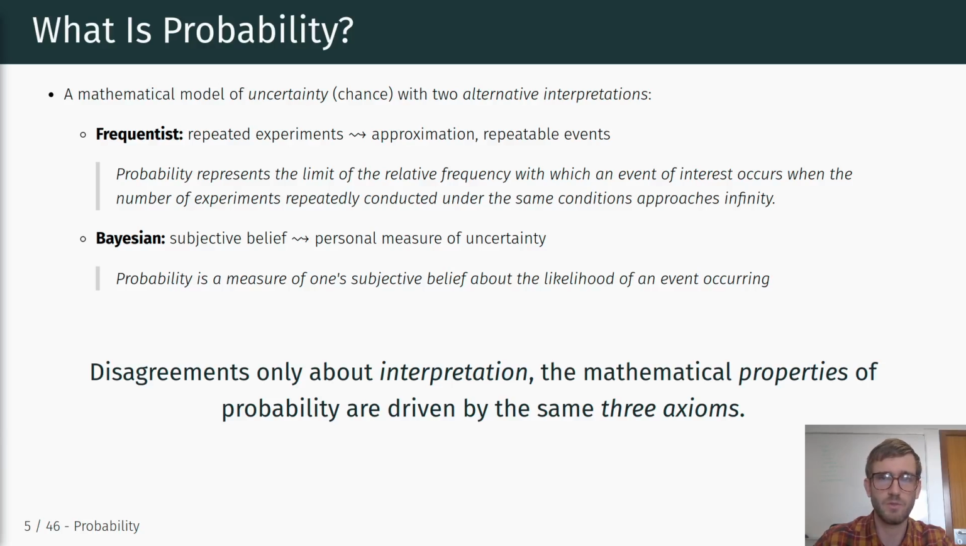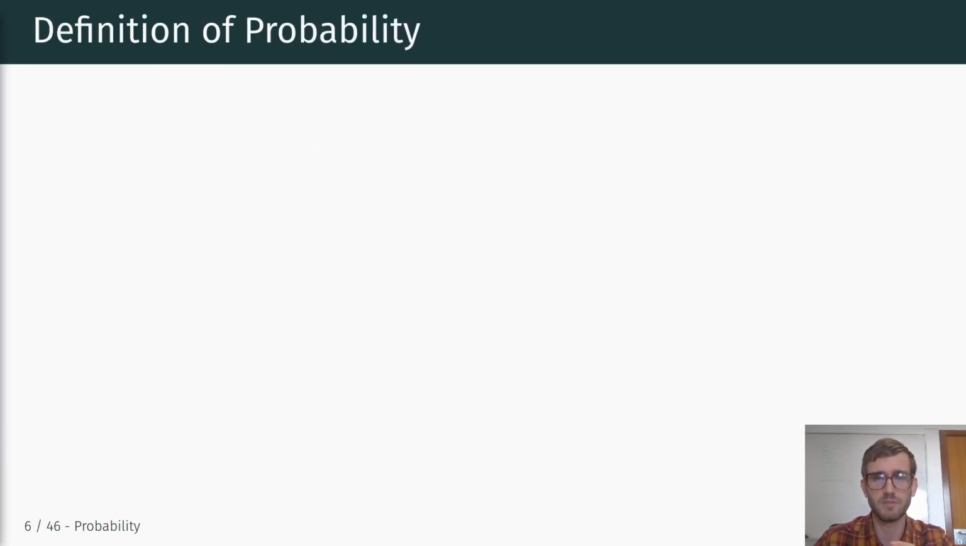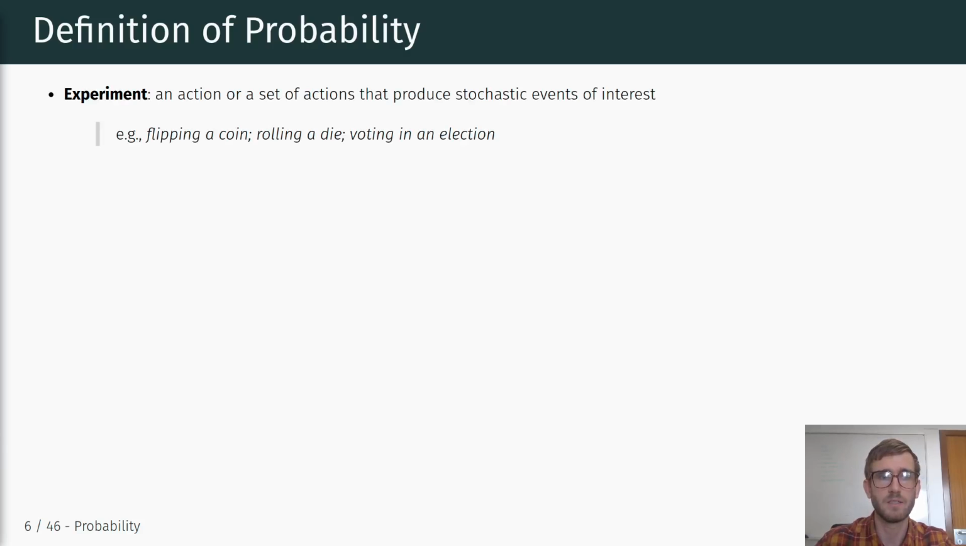Okay, so after covering those broad interpretations of probability, let's get to these. Let's first talk about a few key concepts, and then we'll move on to these three axioms that I've mentioned a couple of times, right? Before we get to that, we have to cover a few key concepts so we know what we're talking about.